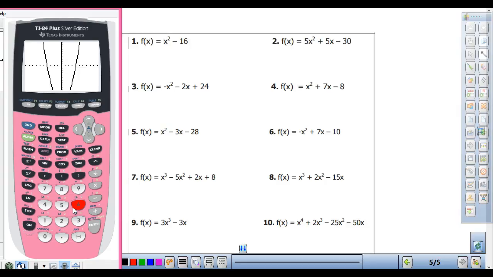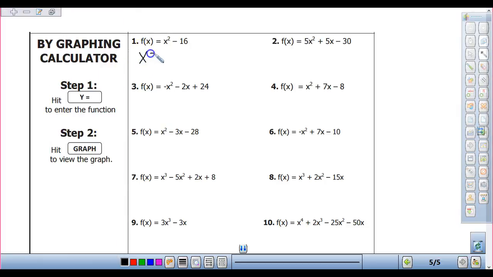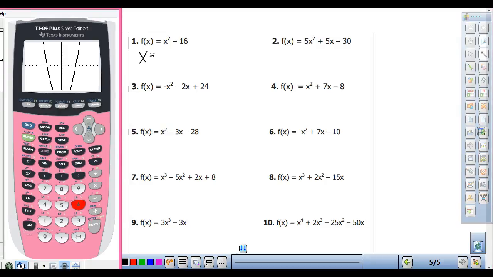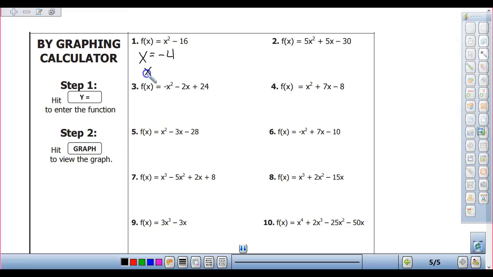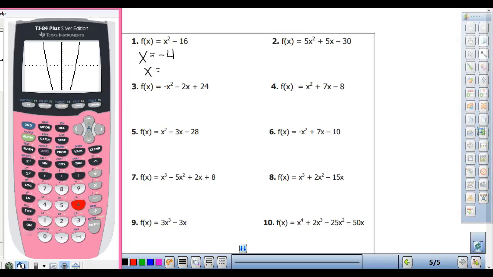Okay, so now, where does this cross? Now we're just looking at it. It crosses at x equals -4 and x equals 4. Yep.